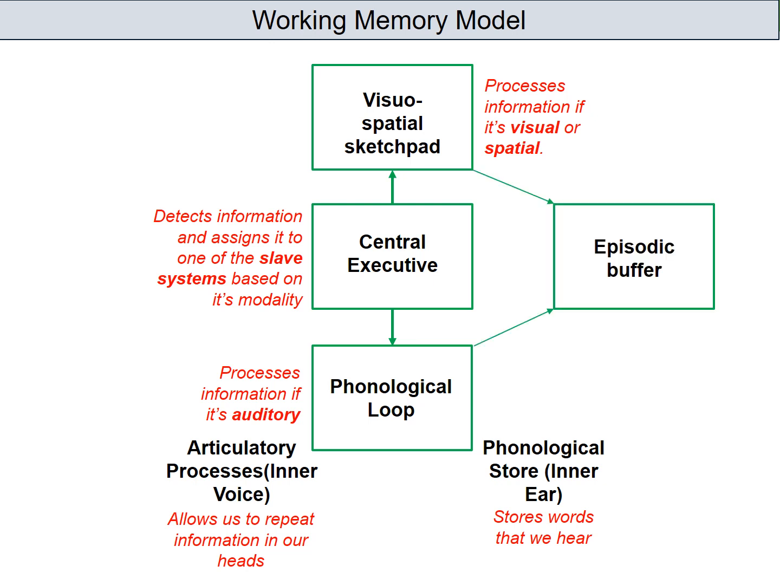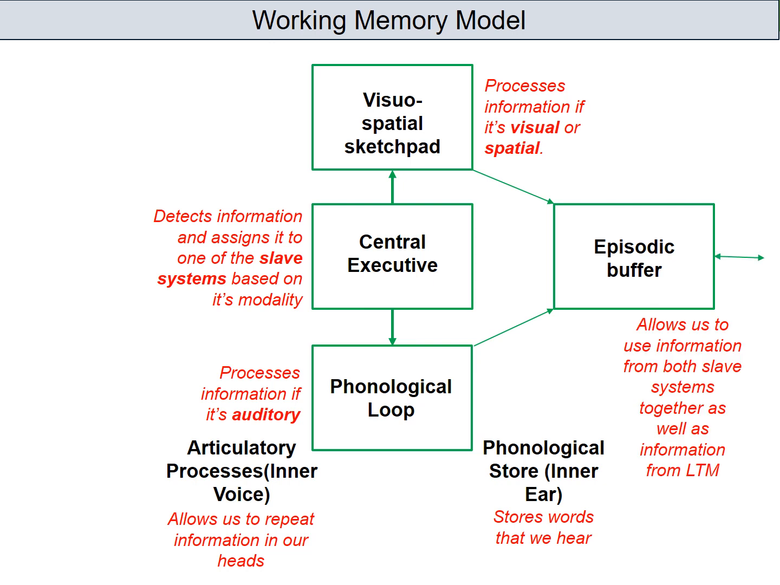However, very often these two types of information need to be used together, and it's the episodic buffer that allows this to happen. The episodic buffer is the third slave system which joins together information from the Visuospatial Sketchpad and the phonological loop and allows us to work with that information. It also allows us to use information from long-term memory to help us construct that working memory process.